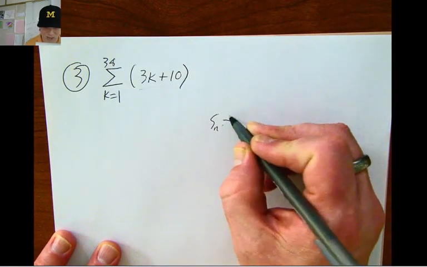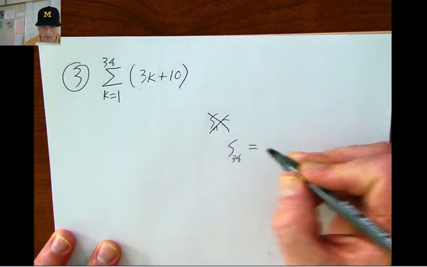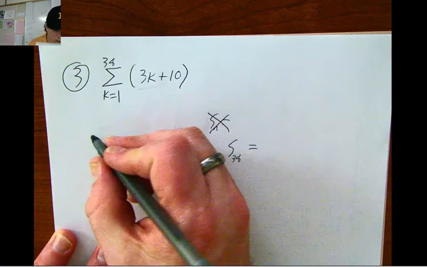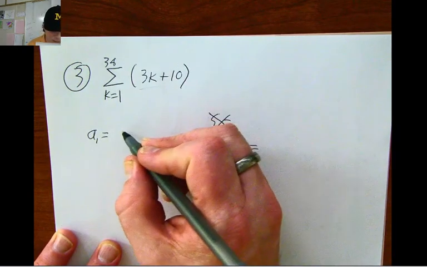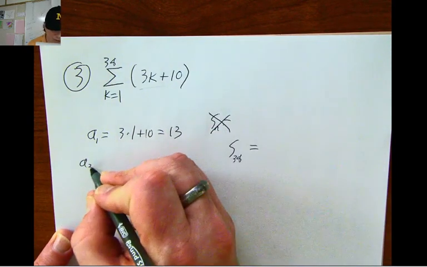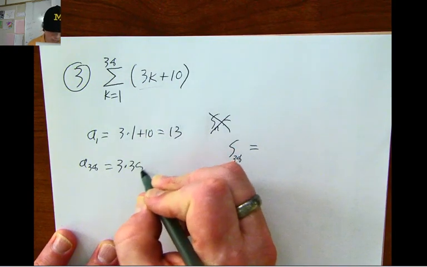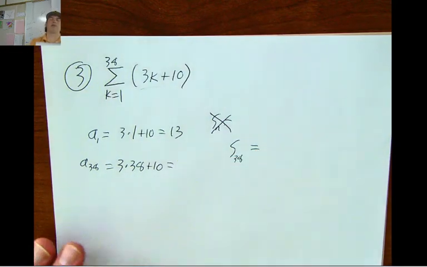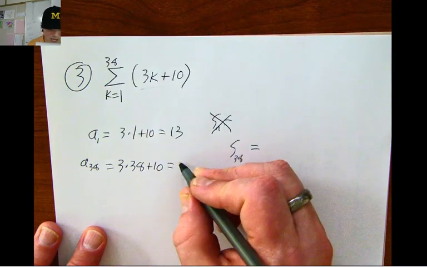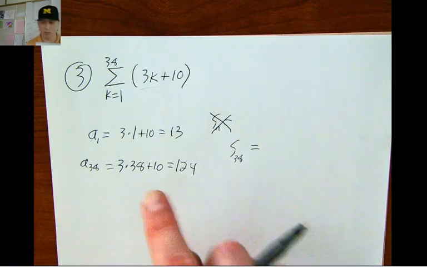So S_n, it says 1 to 38, so I know that I'm doing S38 equals A1 plus A_n, or A38. So I have to figure those out. A1, that's 3 times 1 plus 10, which is 13. And then I need to know A38 as well, the last number to plug into this series. So that's 3 times 38 plus 10. 3 times 38, 114 plus 10, 124. Elliot's going to double check. Yep.